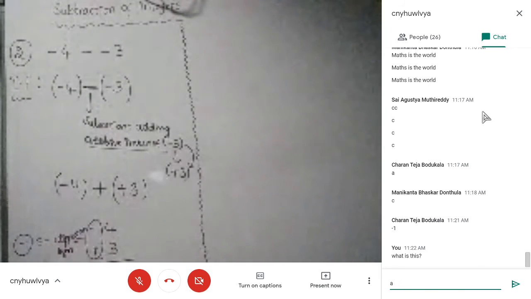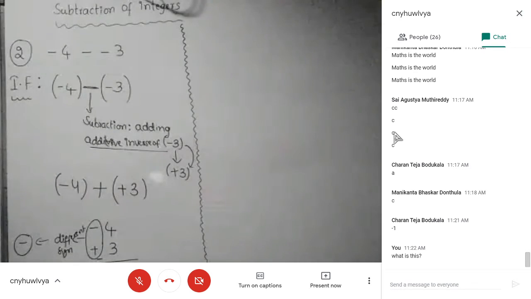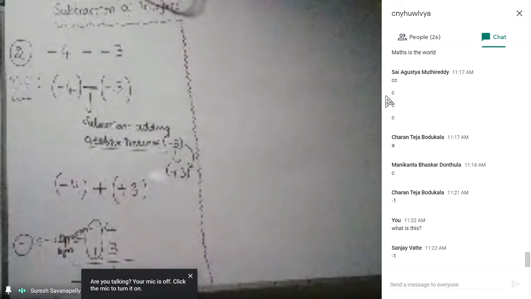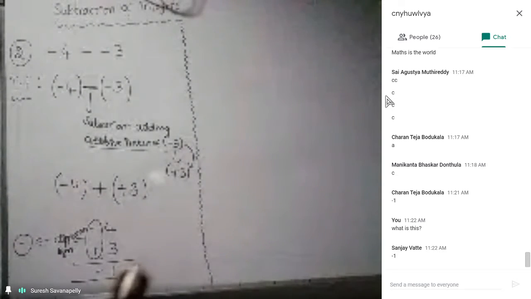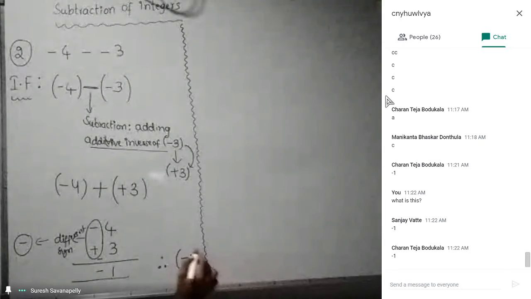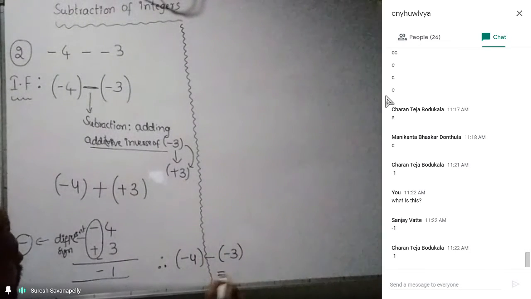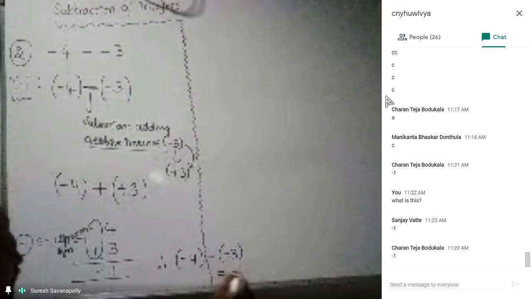Why are we keeping the bigger number's sign? Because here minus means 4 spoons of salt, 3 spoons of sugar. So is salt more or sugar more? Obviously salt is more. Therefore the result will become salty, that means the solution will become salty, that means the result will become negative. So therefore -4 minus of -3 is equal to what? Is equal to -1. So I hope you understood.